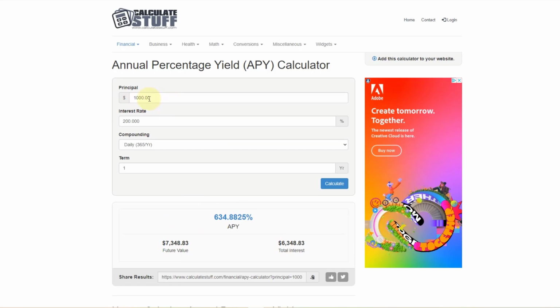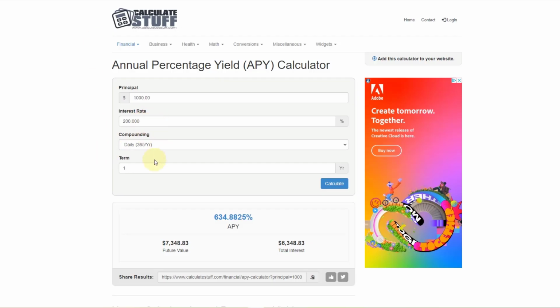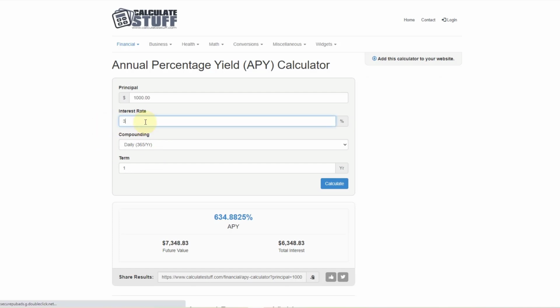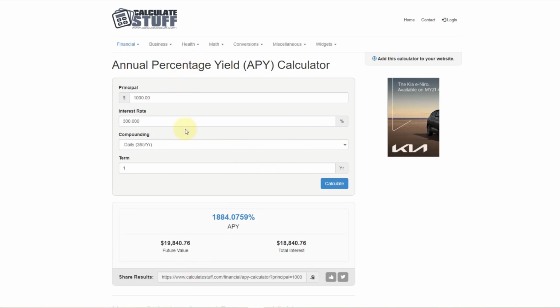Wow, look at that. You can make within a year, out of $1,000, you can make $7,348.83, but the interest rate is not 200, it will probably be around 300 and probably even higher, but there are different ones depending on what pair you're trading. So let's take a look at that. Let's just go with 300%. What will that be? You will be making out of your $1,000 around $20,000.